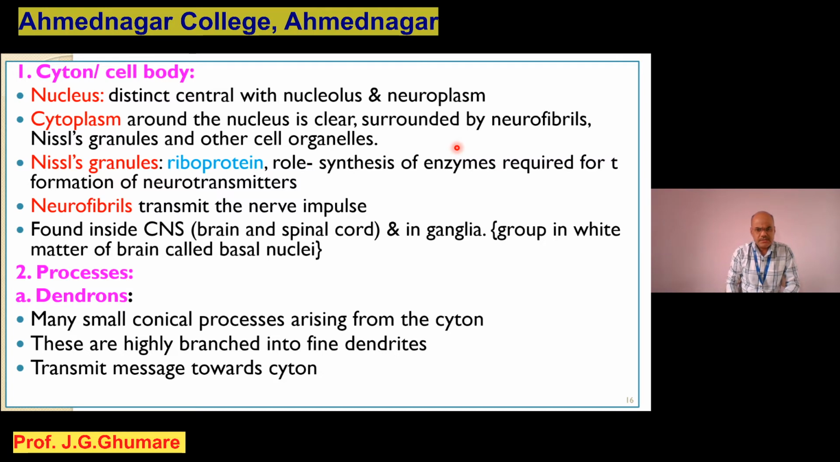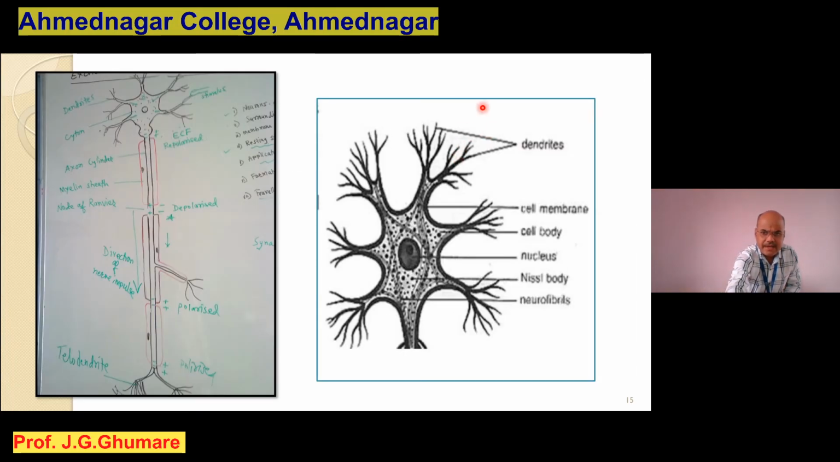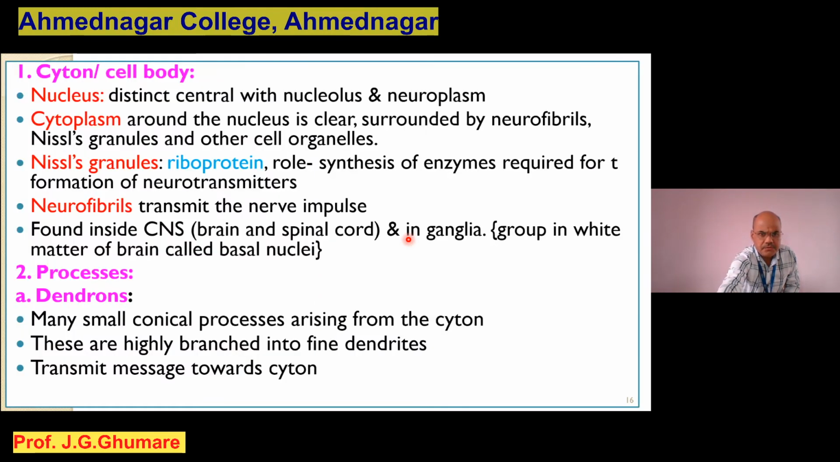They are conical processes. They arise directly from the cyton. They are the ones which are highly branched, and their fine branches are called dendrites. So remember, the main branch is called a dendron. Sub-branches are called dendrites. And what could be their function? They transmit message towards the cyton. Towards the cyton means they will carry message in this particular direction. So from the dendrite to the dendron to the cell body, this is the transmission of a nerve impulse.